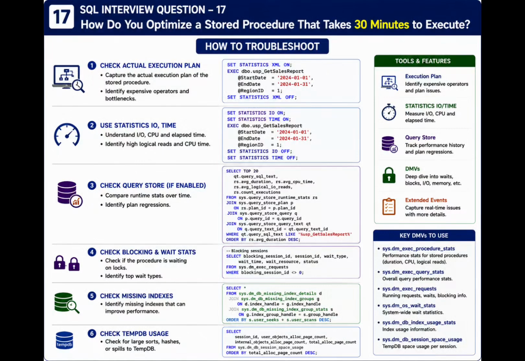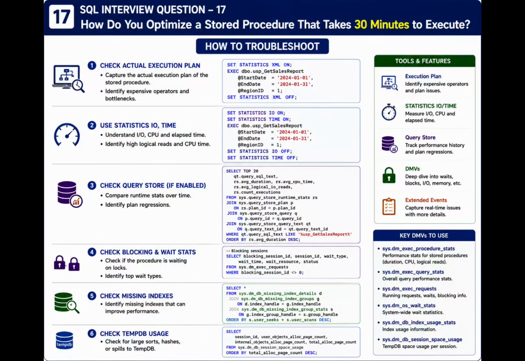After that, I check the DMVs. For example, we have system views such as sys.dm_exec_requests, dm_exec_procedure_stats or dm_exec_query_stats. These views help identify running requests, waits, CPU usage and execution history. Finally, I verify whether the procedure is waiting because of blocking or missing indexes. At this stage, I have enough information to identify the real root cause.